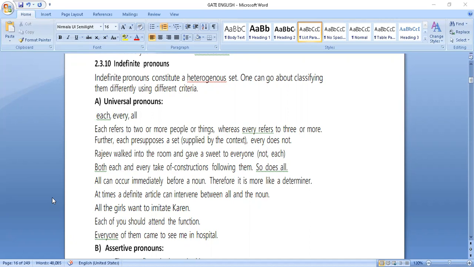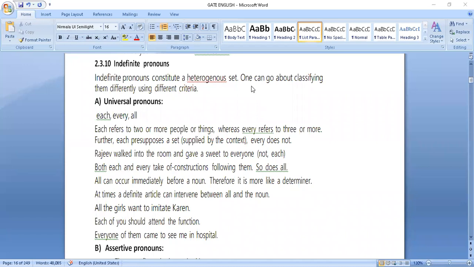Now I say this convocation was attended by a heterogeneous group of lecturers. That means different types of people from various departments had attended this conference. So this is a heterogeneous conference. So indefinite pronouns constitute a heterogeneous set. What does this mean? Which are not of the same kind, which are composed of different types. That is why I have used this word here, heterogeneous.